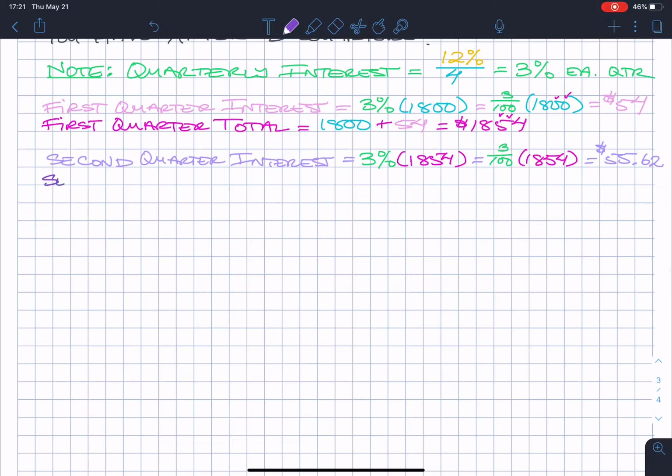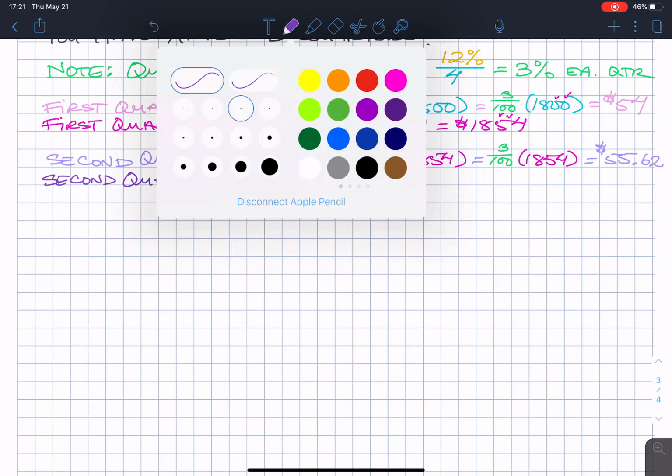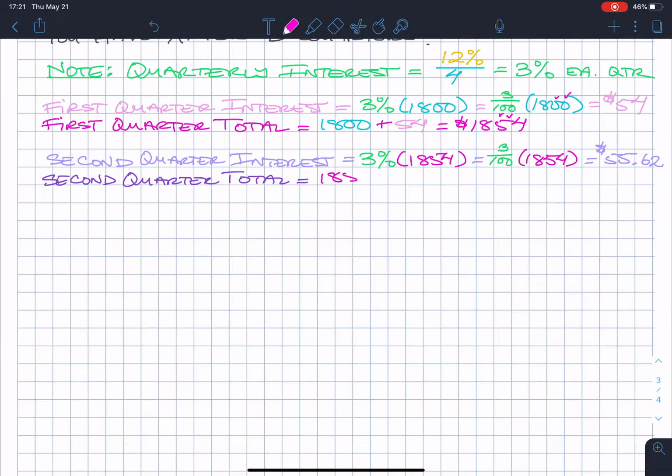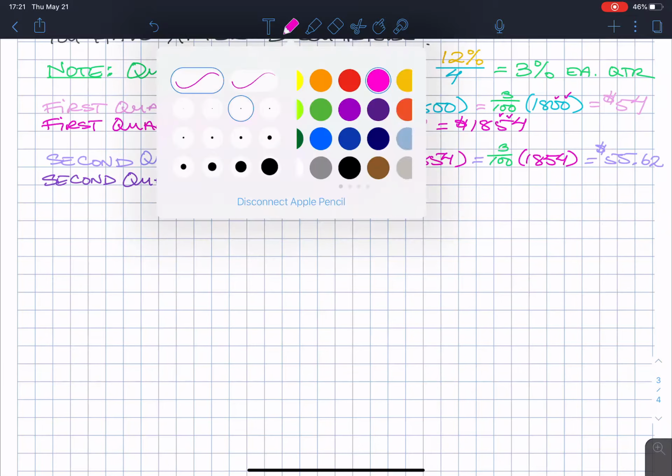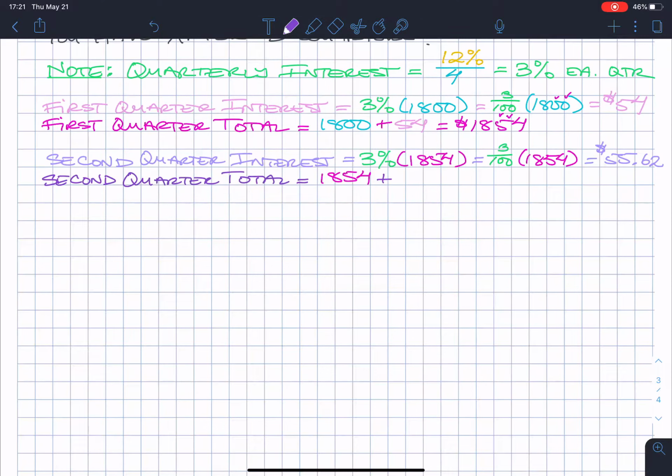Okay, so the second quarter total. That's going to be the 1,854 I started with, plus the interest, which is $55.62. So what that gives me then is a second quarter total of, what is that? $1,909.62.